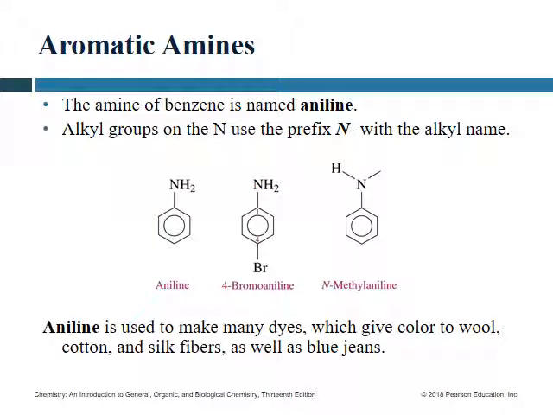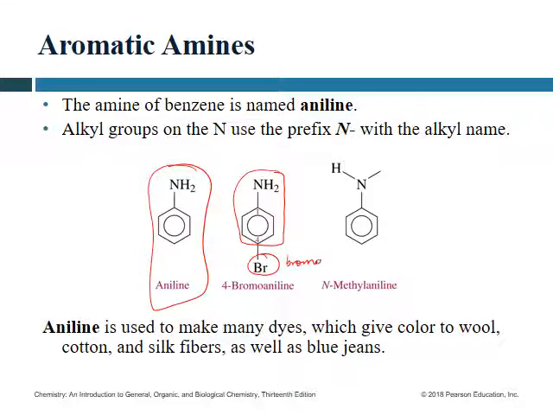Now we come to aromatic amines. So you can see right here, this is called aniline. Okay, so if we were to name this compound, how would we name it? This is the amine group. So I know what my parent chain is called. It is called aniline. And I have a substituent which is bromo. Where is it located? Carbon number 1, 2, 3, 4. So carbon number 4 means 4-bromoaniline.